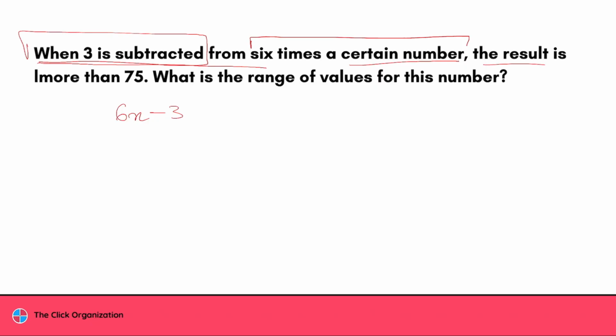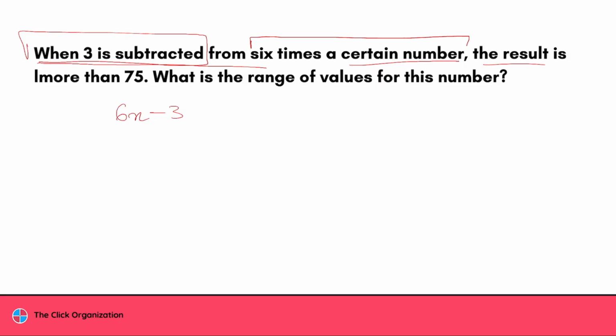The result of this is more than 75. So I will be writing this more than symbol here because the value of the left-hand side is greater than that of the right-hand side, and the right-hand side is 75. What is the range of values for this number? Now, to solve this, we need to just add 3 to both sides, which will cancel out this negative 3 here. This will give 6x is greater than 78.